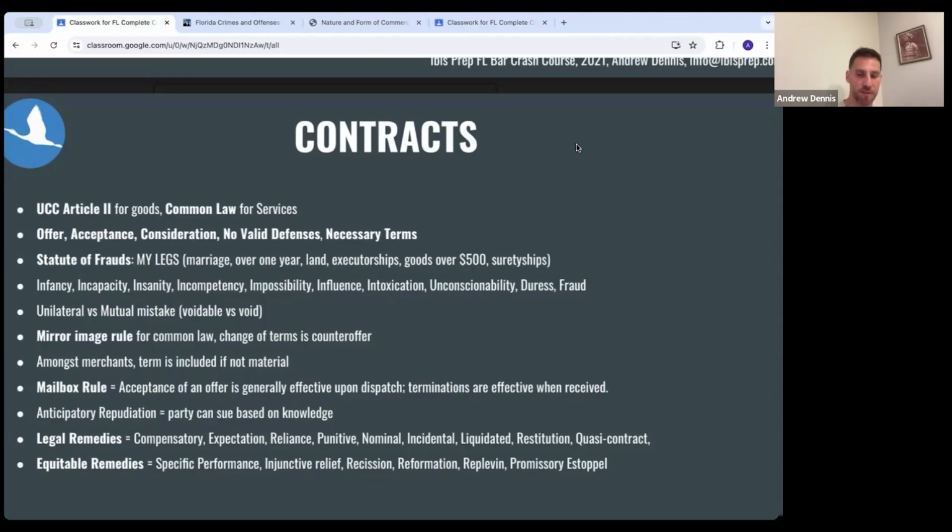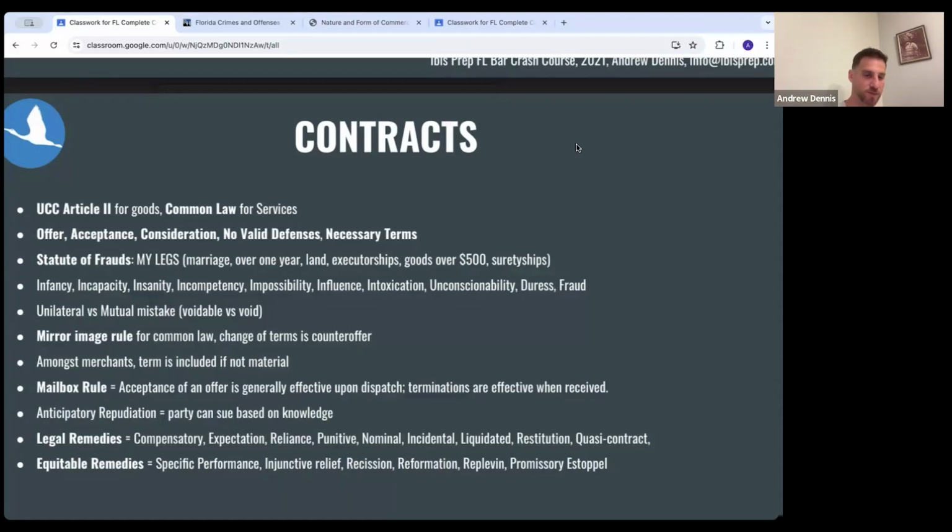Nominal damages in name only. Then there's equitable relief, like specific performance, injunctive relief, rescission, reformation, replevin, promissory estoppel, quasi-contract. A lot of different types of relief. The main ones are expectation damages and specific performance, right?